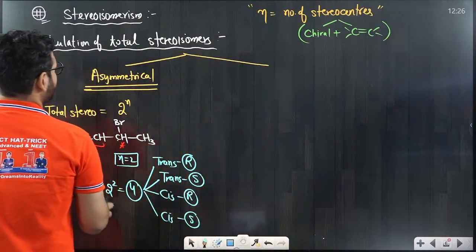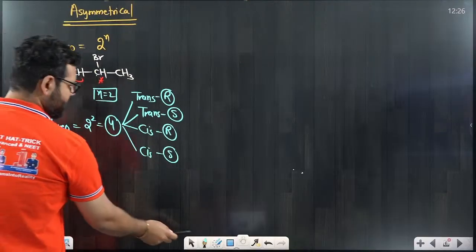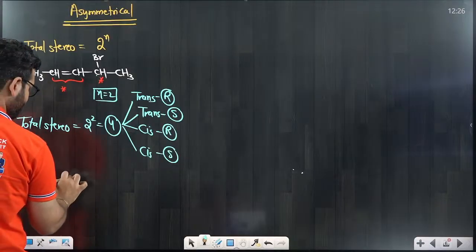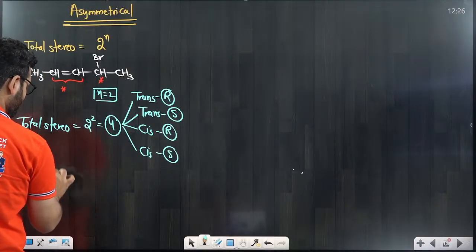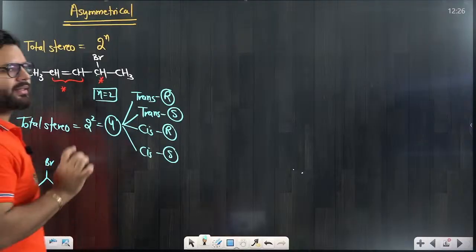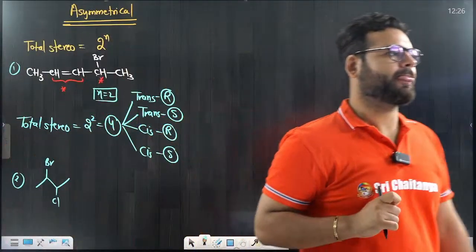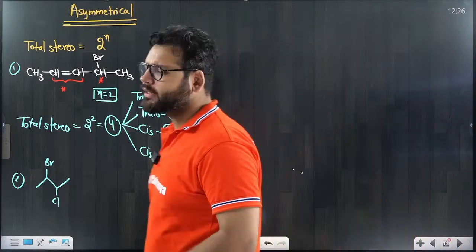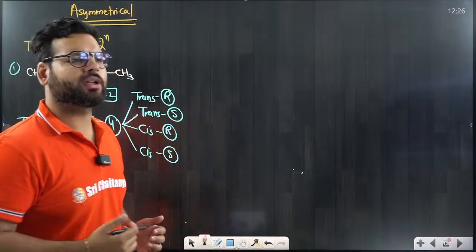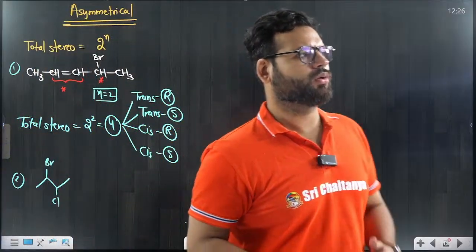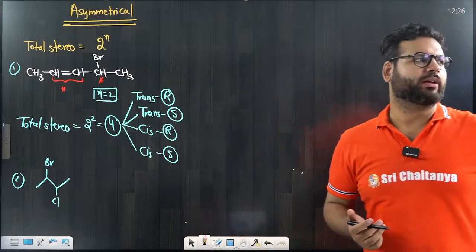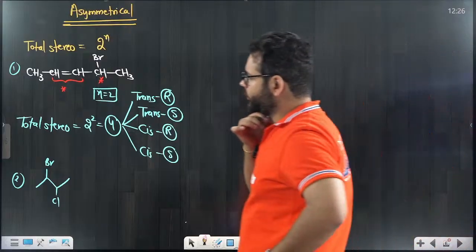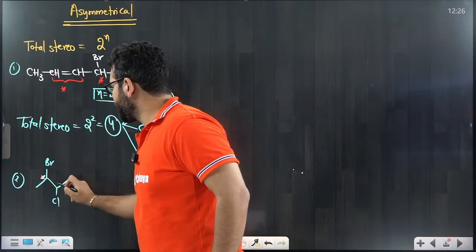Sir, can you give one more example? Yes, this was the first example. Take one more, example number 2. In this example number 2, beta, it is also an asymmetrical molecule because I can't cut it into two equal halves. It's 2-bromo-3-chloro-butane. I have two chiral carbons. This is a chiral carbon, this is a chiral carbon.